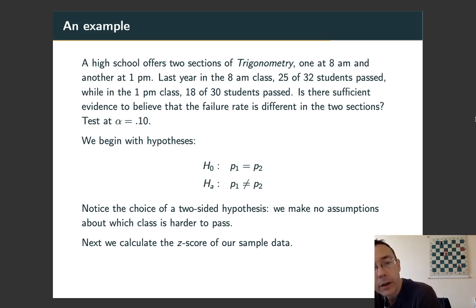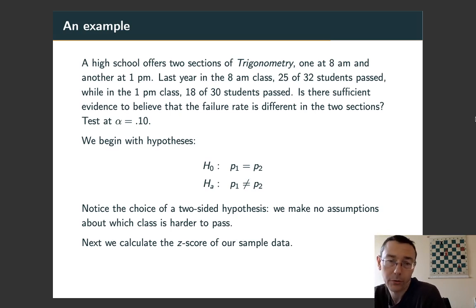Here, I've chosen a two-sided hypothesis because I don't want to make any assumptions about which class might be harder to pass. And in general, we know that's our default option. If we don't have a strong reason to suppose a one-sided alternative, we default to a two-sided.